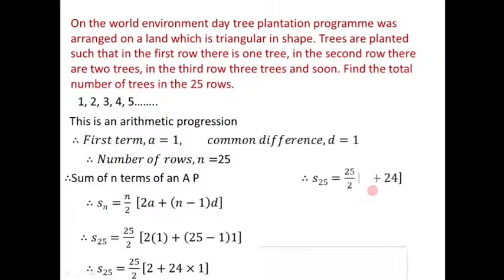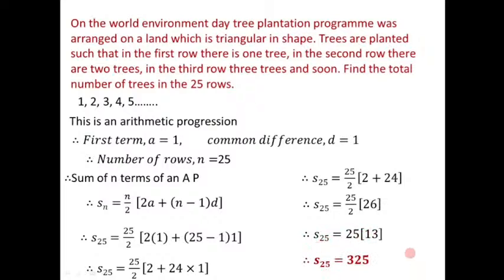So 24 into 1, that's 24, plus 2 into 25 by 2, that is equal to S25. So next step we'll get S25 is equal to 2 plus 24, that's 26 into 25 by 2. Now here, if we divide 26 by 2, we get 13. This 25 into 13 is equal to S25. So S25 is equal to 25 into 13, that's 325.